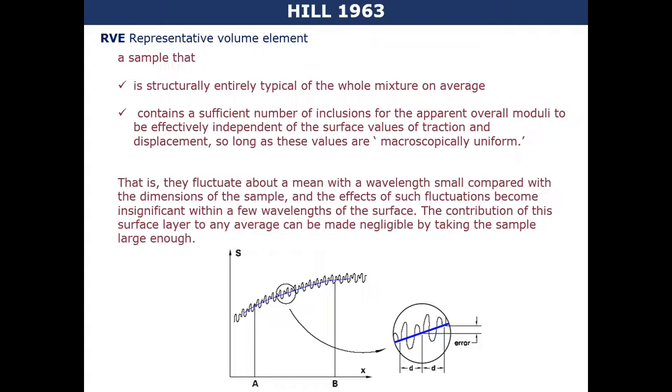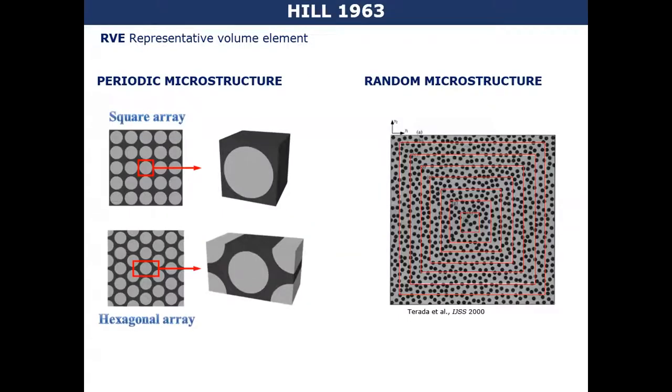So also the contribution of the surface layer to any average can be negligible, because you will always find a surface layer effect when you consider a portion of heterogeneous microstructure and impose boundary conditions to such a sample. So with this definition, you can understand that periodic and random microstructures are very different in terms of the definition of the RVE.